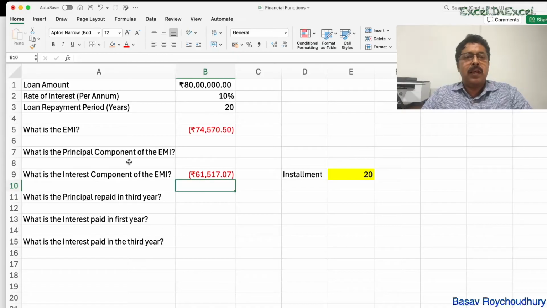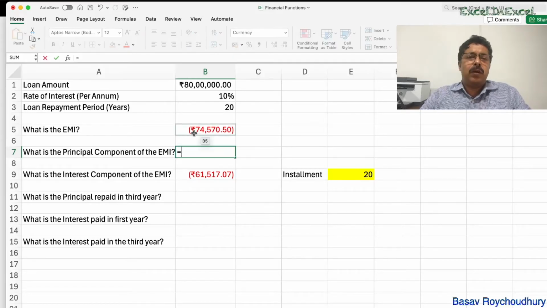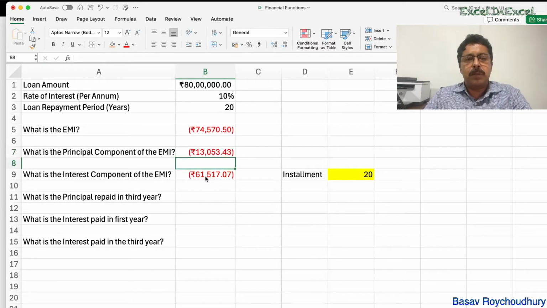Now, once I know this, if I want to figure out the principal component of the 20th EMI, I can easily find out: this was my total EMI at B5 minus the interest component, and that is the principal component. So in the 20th EMI, for an 80 lakh rupees loan at 10% per annum for a 20-year tenure, the 20th installment would have around 61,500 as the interest component, and just around 13,000 as the principal component.